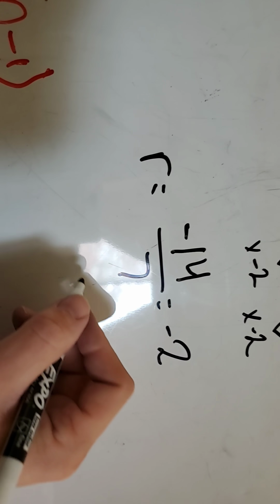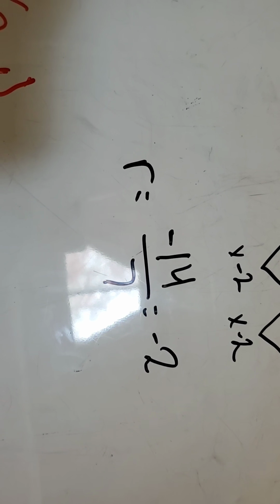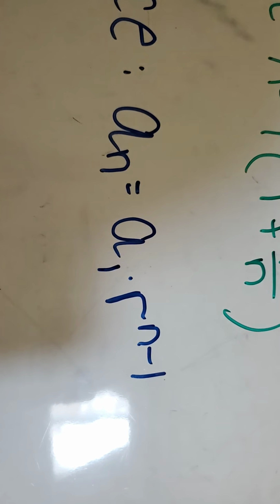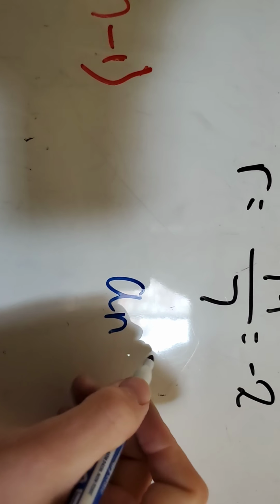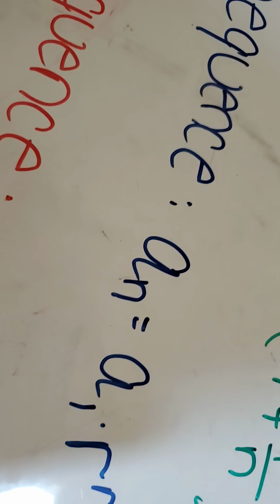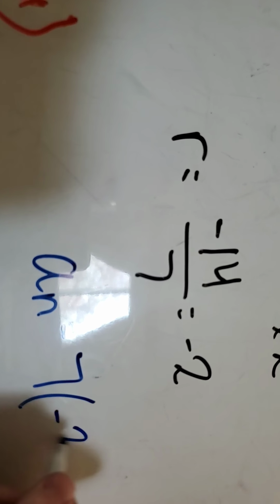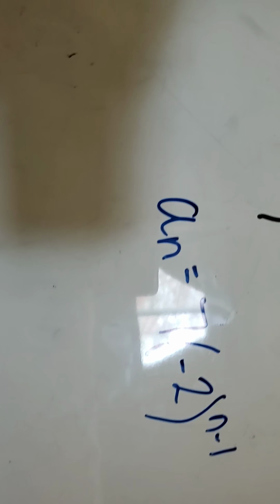All right, so in here, we're pretty much ready to go. Actually, this is set up just like this. I should have used my blue marker. So a_n is a_1, which is 7, times r, which is negative 2, to the n minus 1. And that's it. That's our answer.